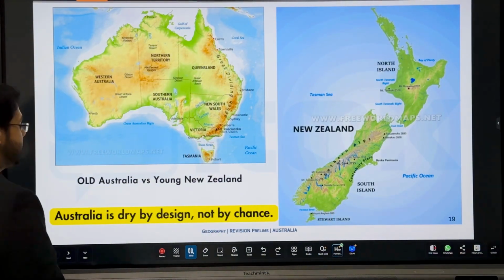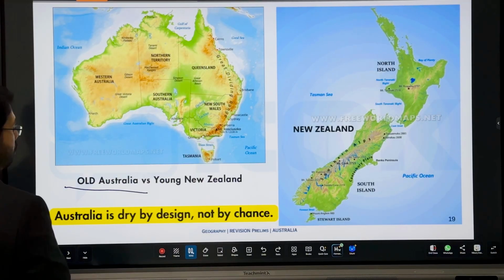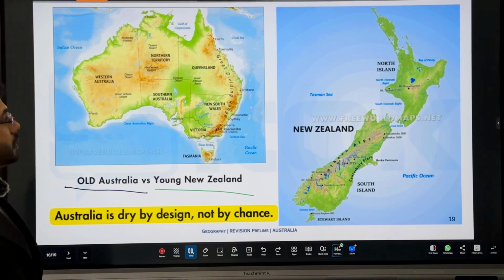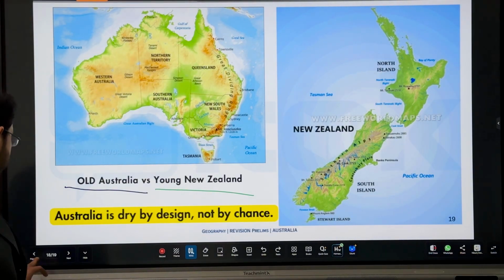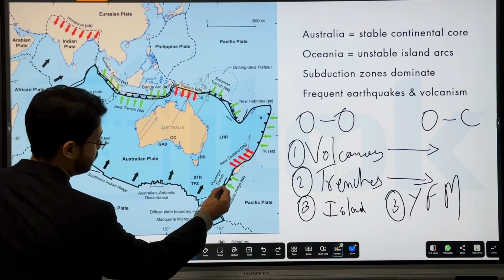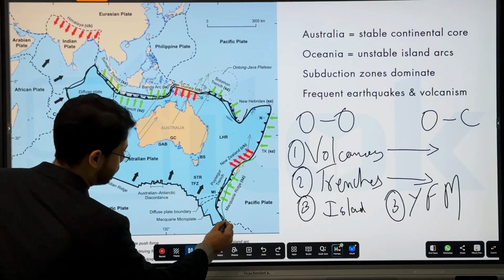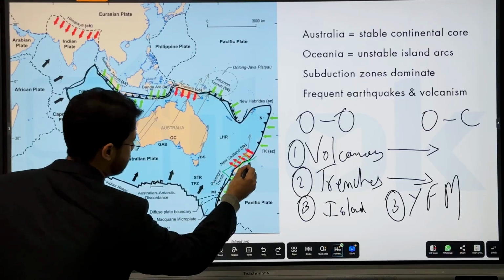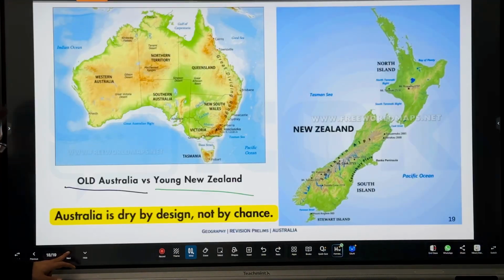And that's how we say old Australia versus young New Zealand. Why? Again, tectonic plates. Old Australia is not seeing any action with regards to tectonic plates. Nothing is happening there. Very stable landmass. But New Zealand is in the middle of it. These two plates are in the middle of it completely. That's why there are young fold mountains in New Zealand, extremely tectonically active.